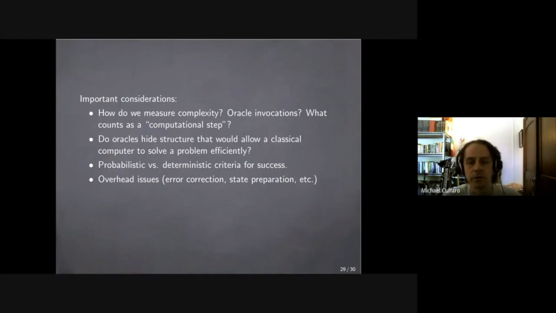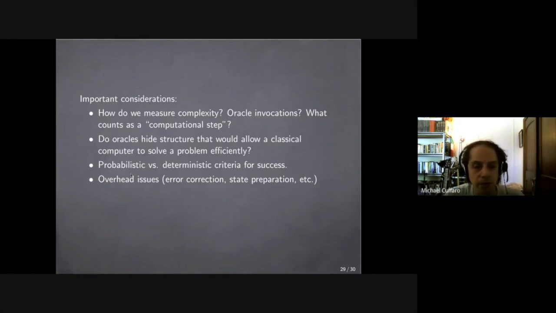Another consideration, something that I mentioned: do oracles hide structure that would allow a classical computer to solve a problem efficiently? In the case of Shor, that's not applicable, but in the case of the other algorithms, it certainly is applicable. While in the case of Shor's, we know that there is structure to the problem, and that we've already taken advantage of to get a better classical algorithm. Could be that there's more structure, right?